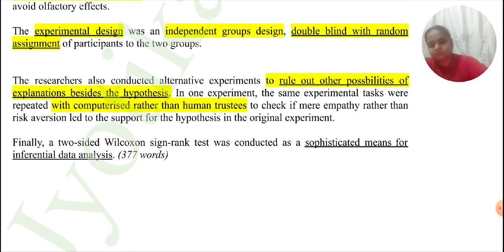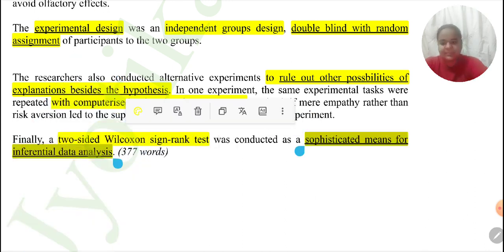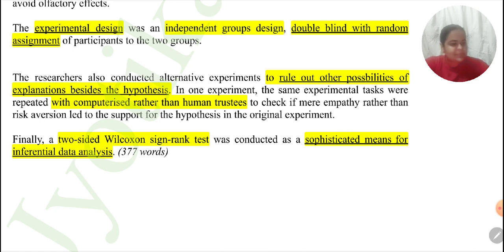Finally, I have also mentioned that a two-sided Wilcoxon signed-rank test was used. At this point also some students might get a little hyper and say, oh my god, do we have to remember this also? That there was an inferential statistic that was used? You do not have to. There is no compulsion. This is a model answer.